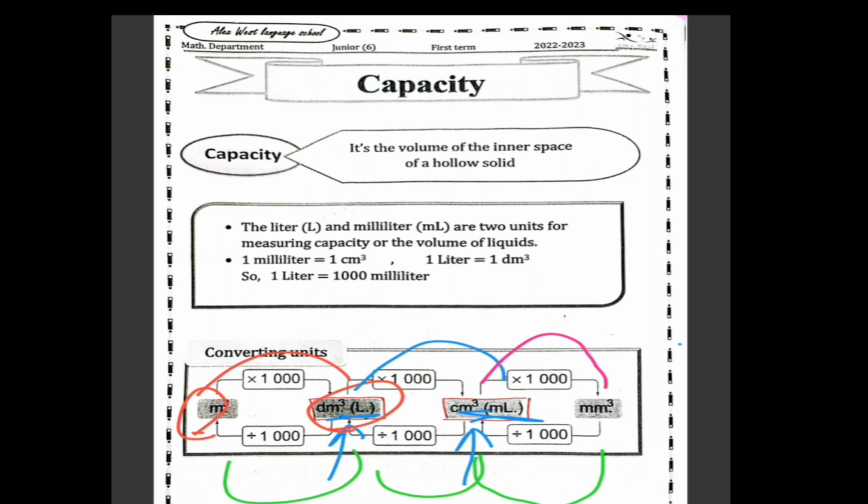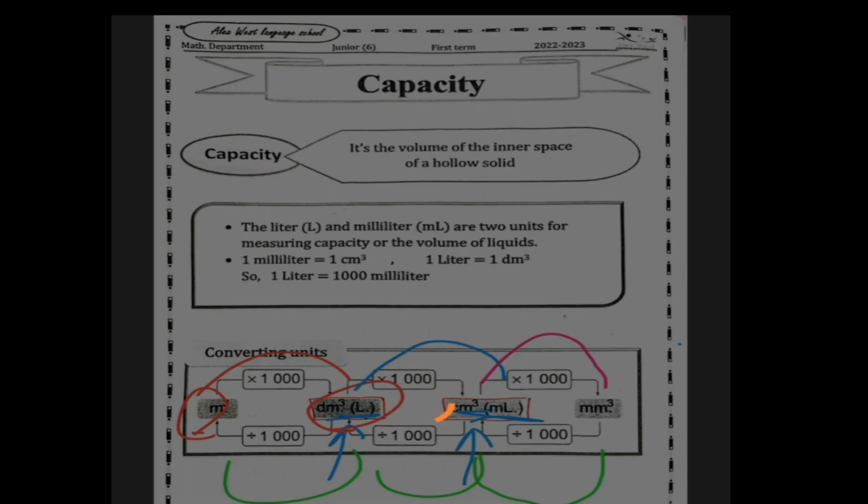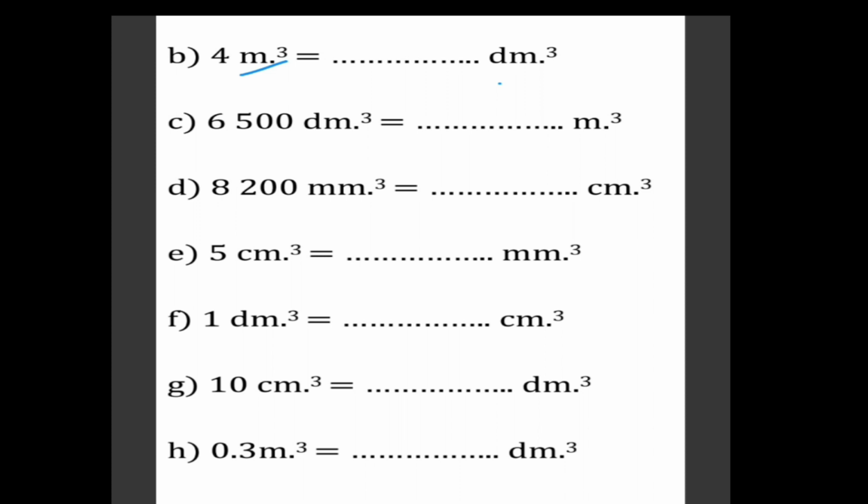So now we will convert some units. Here we will change from 4 meter cube to decimeter cube. So here we change from a big unit to a small unit, so we have to multiply. To convert from meter cube to decimeter cube, we multiply by 1,000. So 4 times 1,000 equals 4,000.